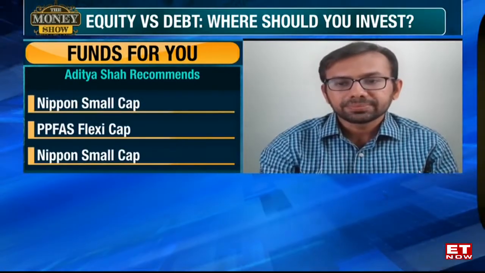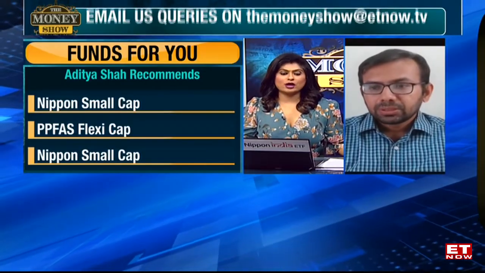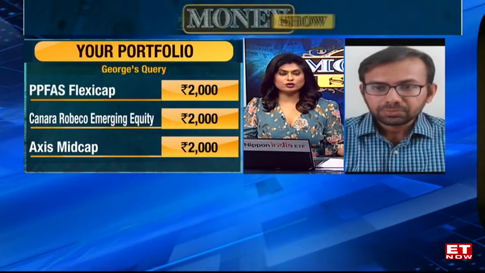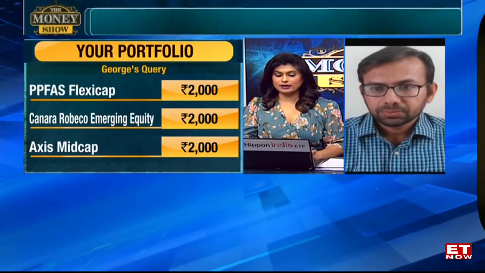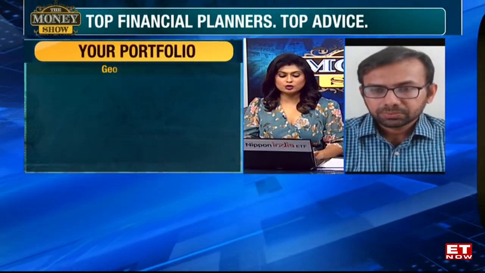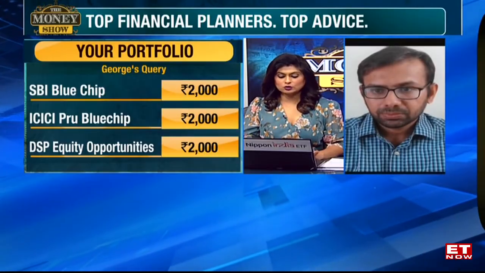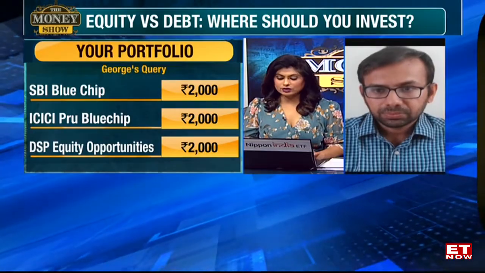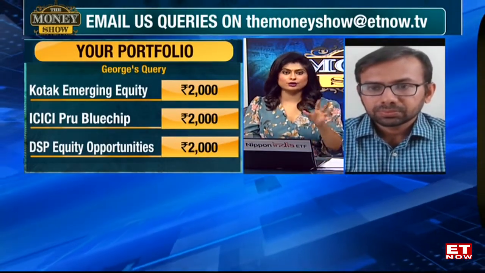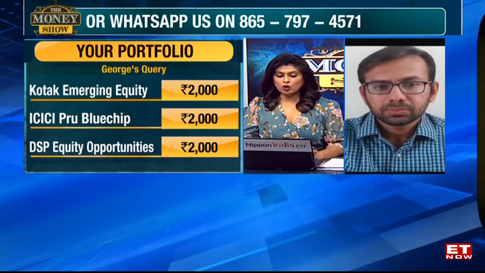All right. So we move on to our next question, which is from George, and he has Parag Parikh Flexi Cap, Canara Robeco Emerging Equity, Axis Mid Cap, and he says that he has SBI Blue Chip, ICICI Pru Blue Chip, DSP Equity Opportunity, Kotak Emerging Equity also. He's been investing for the last 5 years, and he wants to continue investing for 5 more years. So overall, it's a 10 years time horizon as far as investment time is concerned. And he would also want to know if there are any changes that you might want to recommend.